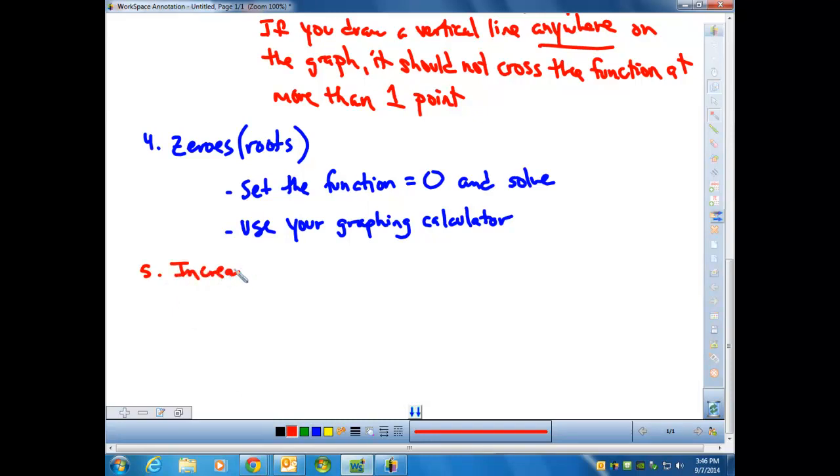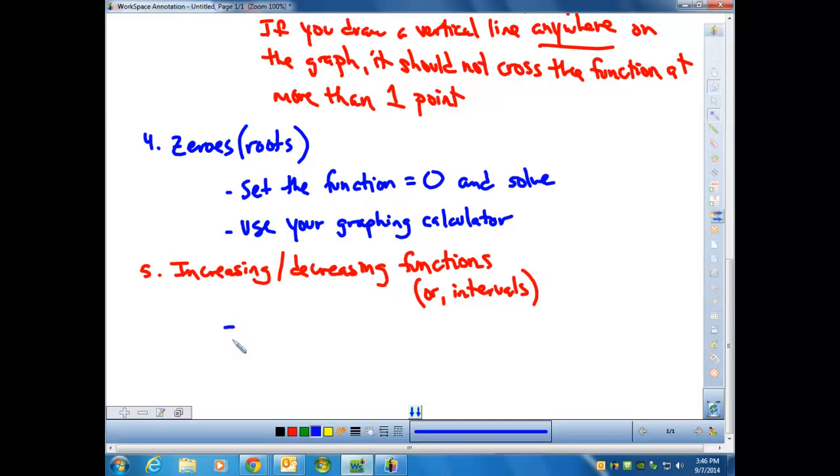The next area is, when is the function increasing or decreasing? Okay, so you'll hear expressions called increasing and decreasing functions, or increasing and decreasing intervals. Just in real simple talk, all that is when is the function going up, when is the function going down. That's all it means, as I'm moving from left to right. Alright, if I'm moving from left to right and the function's going up, it's increasing. If I move from left to right and it's going down, it's decreasing.